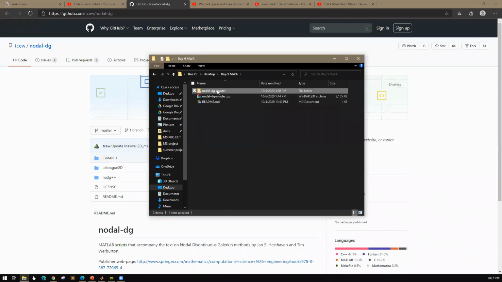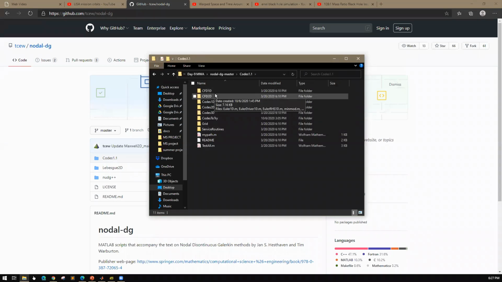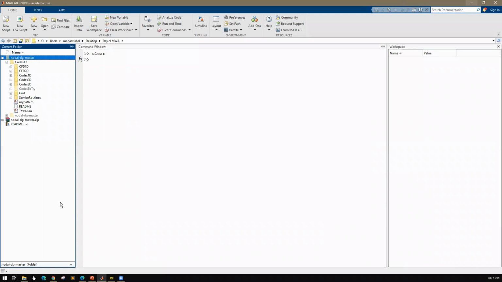So you will have this folder nodal DG master. You will have different types of codes, and you can use these codes to do the discontinuous Galerkin scheme. So we are now in MATLAB, and this is the repository which I was talking about. This is the repository which I showed you, and it has a codes 1.1 folder. These are the other folders which will not be needed right now.